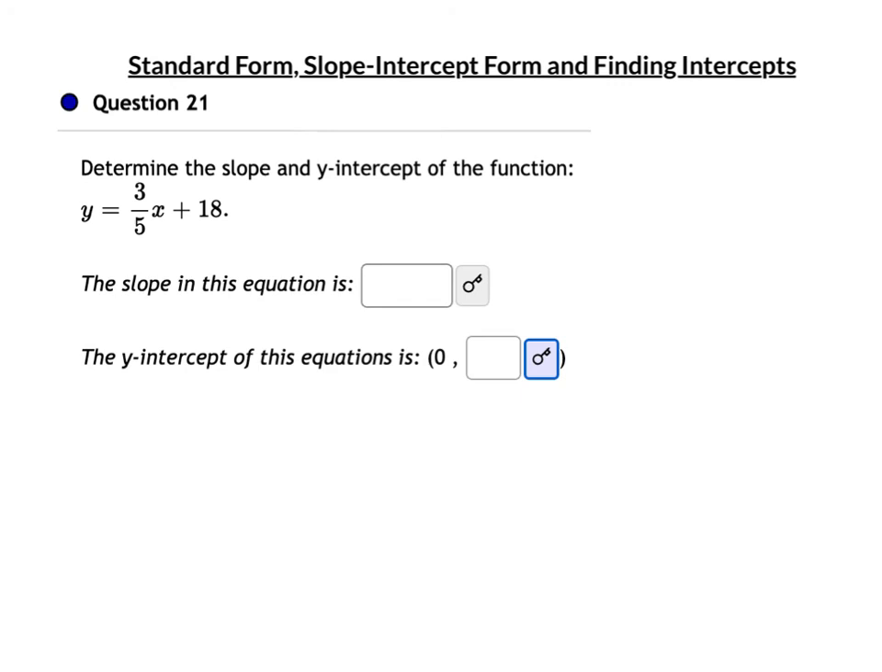Determine the slope and y-intercept of the function. That's the equation. It's y equals mx plus b. M is the slope, so the slope is 3/5. The y-intercept is the point. Remember, for the y-intercept, x is 0. And when I put in x is 0 and plug it in, I get y is 18. 18 is the y-intercept. B is the y-intercept, and m is the slope.